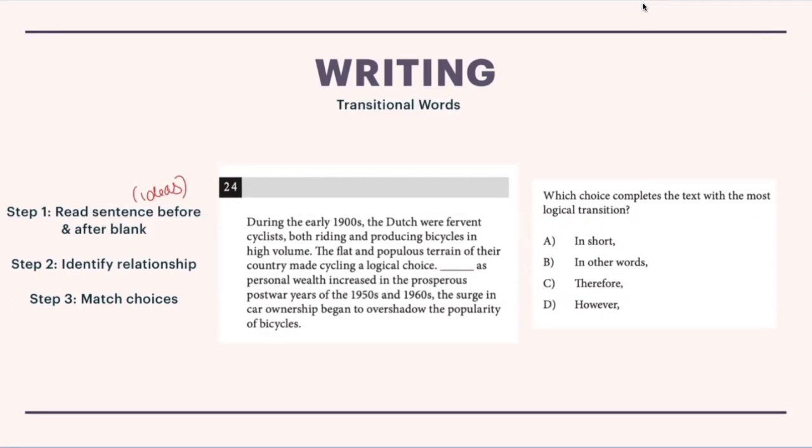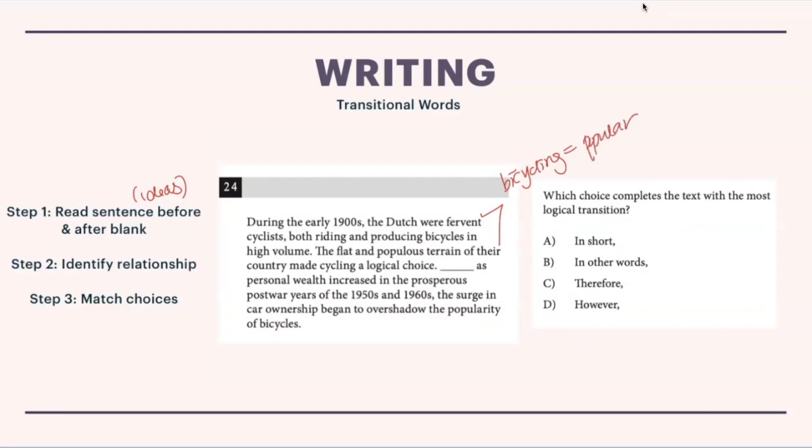So if we read, it says, during the early 1900s, the Dutch were fervent cyclists, both riding and producing bicycles in high volume. The flat and populous terrain of their country made cycling a logical choice. So both of these sentences together imply that bicycling is popular.